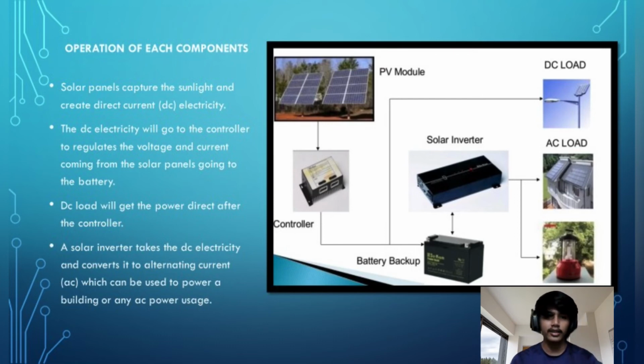Then the DC load will get the power directly from the controller. But for the AC load, a solar inverter will take the DC electricity and convert it to alternating current, which is AC electricity, which can be used to power a building or any AC usage.